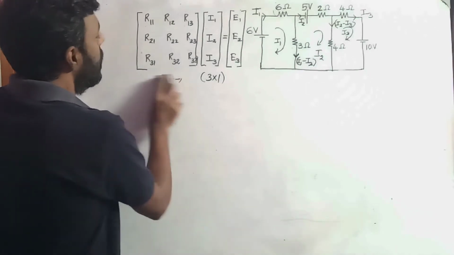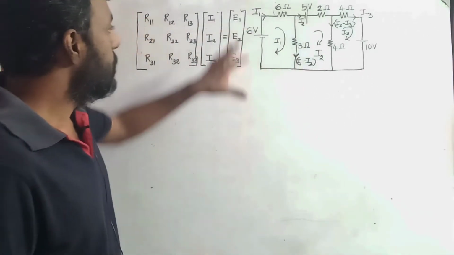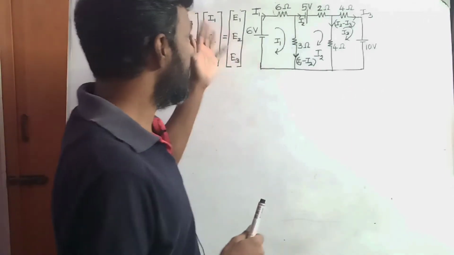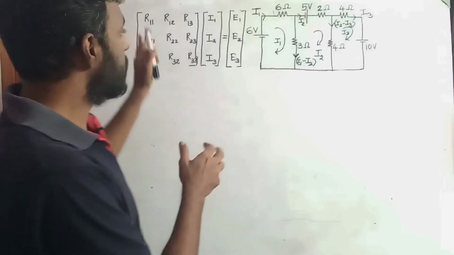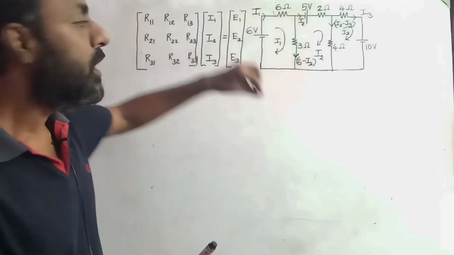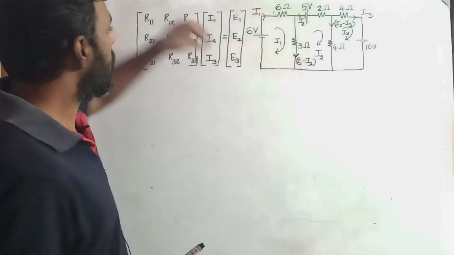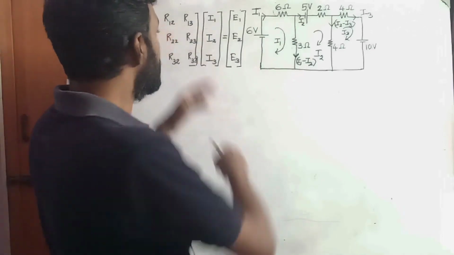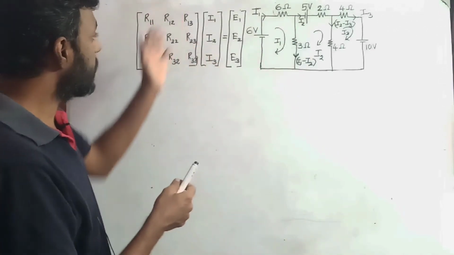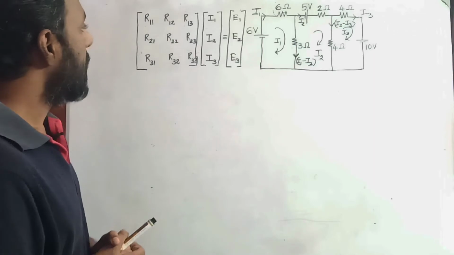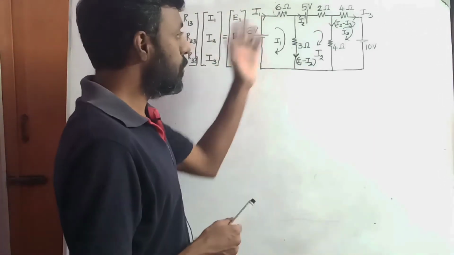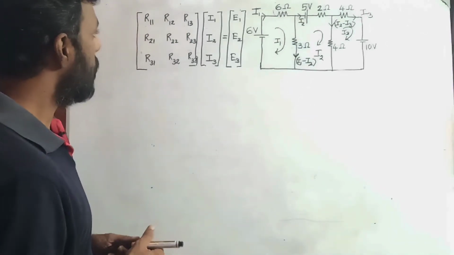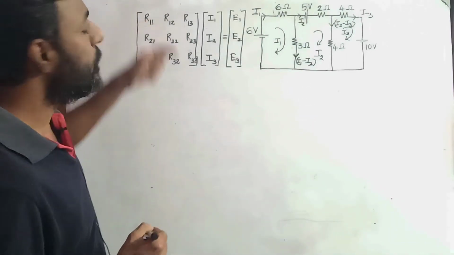Okay, so this is the general form of mesh analysis, that is, mesh analysis by matrix form. This is the general formula. Based on this, we need to work out the values for each and every parameter within the matrix, and find the value of individual currents looping around this circuit. So first, we need to find the value of R11.